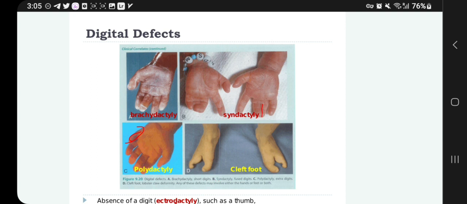Another defect is ectrodactyly, meaning the absence of digits, for example, absence of the thumb. This one is a cleft foot. You can see the first and second fingers fused together, and the fifth and fourth again fused together, and the third finger is absent. We say cleft foot. There is a big notch between them.